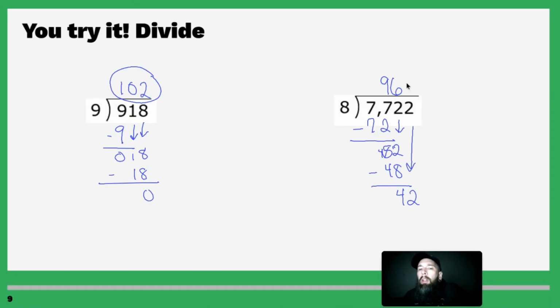8 goes into 42 5 times. 5 times 8 is 40. Subtract. 2 minus 0 is 2. The 4's go away. So I have 2, no more digits, remainder 2. So the answer is 965, remainder 2.